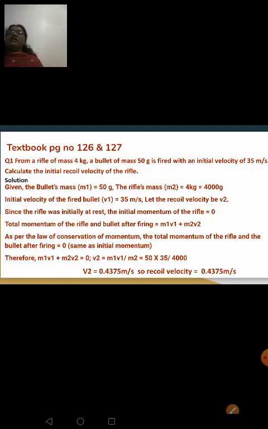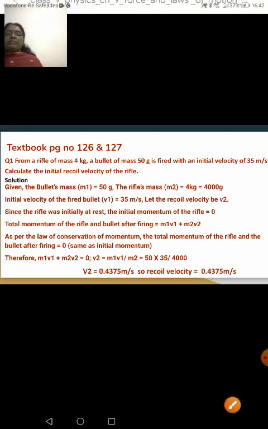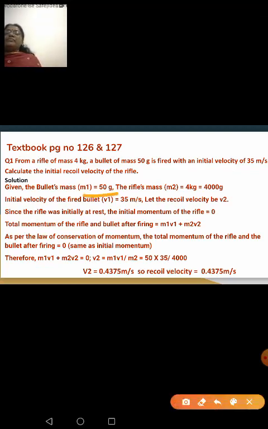So what are the things given here? Mass of the rifle, mass of the bullet, and the initial velocity of the bullet that is getting fired out of the gun is 35 meter per second. So we will assume the mass of the bullet as M1, and that is equal to 50 gram, and mass of the rifle as M2, that is equal to 4 kg. We'll convert this kilogram to gram. That is 1 kilogram is equal to 1000 grams. Therefore 4 kilograms will become 4000 grams.